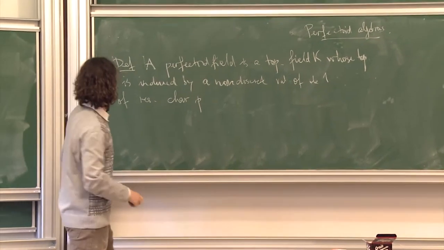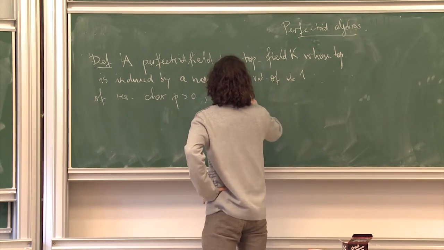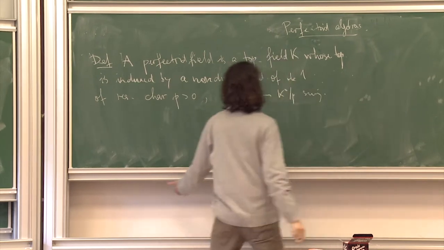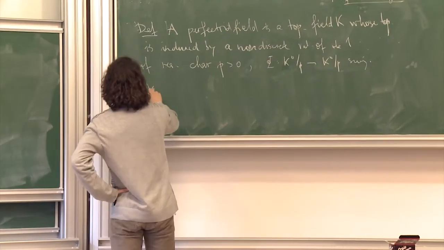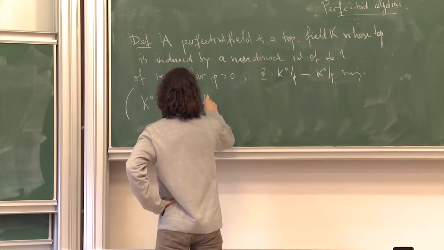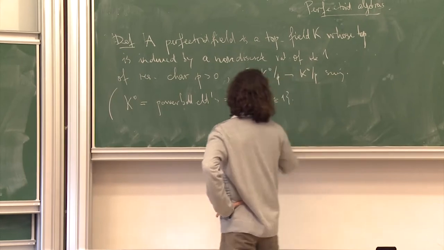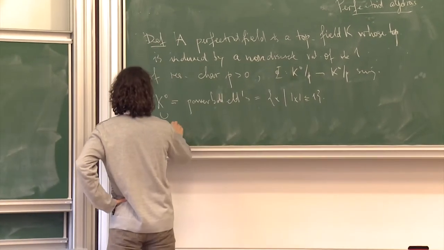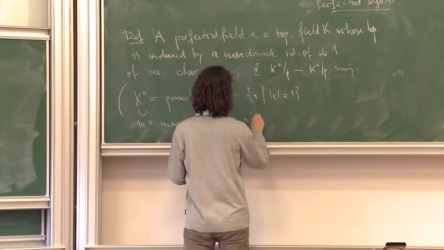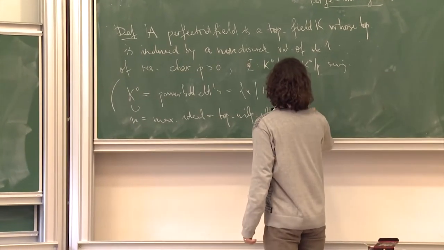of characteristic p, and such that the Frobenius is surjective on K0 mod pi. So let me recall that K0 was the power bounded elements, which is the set of all x with absolute value at most 1 using this rank 1 valuation. And in there, we have the maximal ideal, which is also the set of topologically nilpotent elements. And it's also the set of all x of absolute value less than 1.